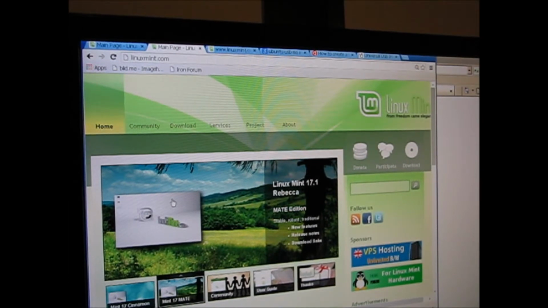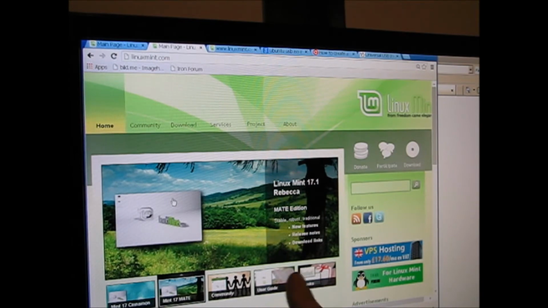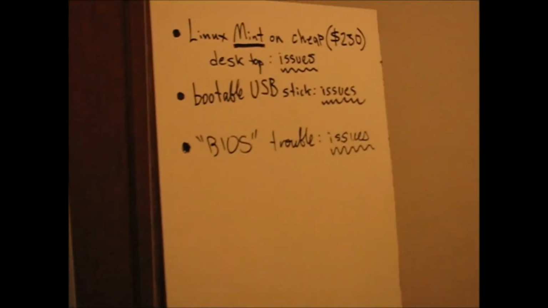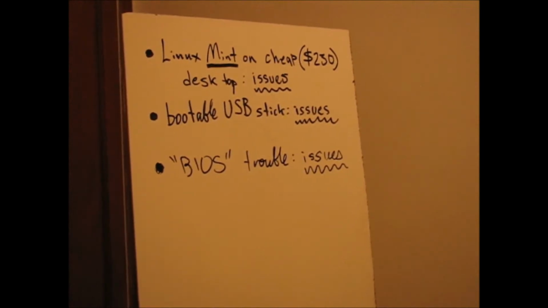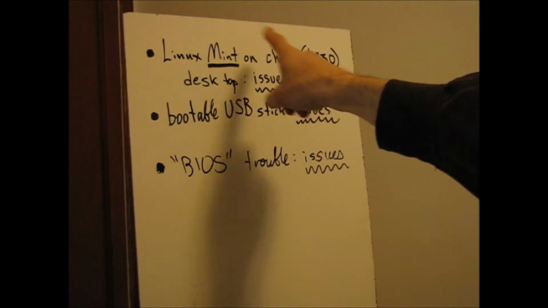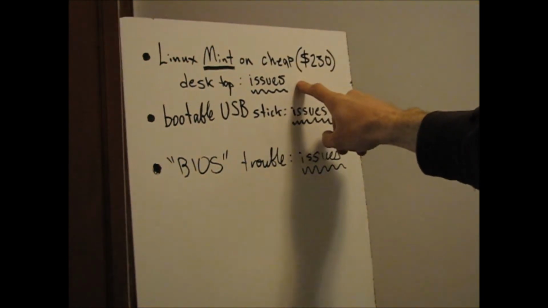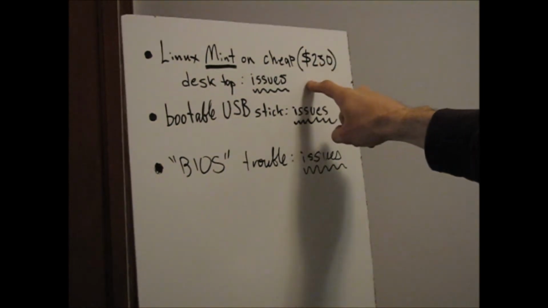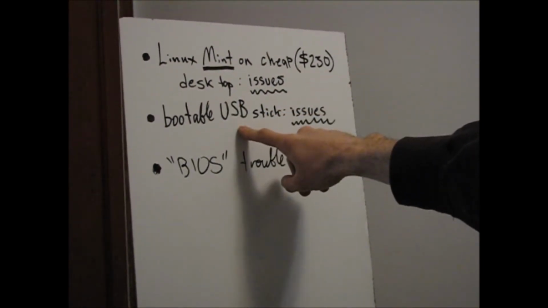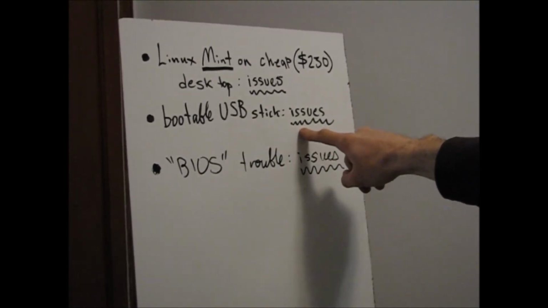But before I continue with all the twists and turns I encountered installing Mint, let's zoom over here. This is a summary of what I want to do with the video. I've talked about how I bought a cheap desktop. I want to put Mint on it to be a server and do some other things for me. I wanted to do it with a bootable USB stick, and there are issues with that I'll talk about.